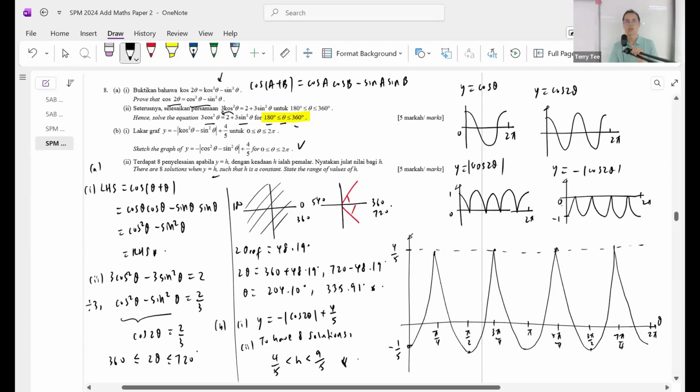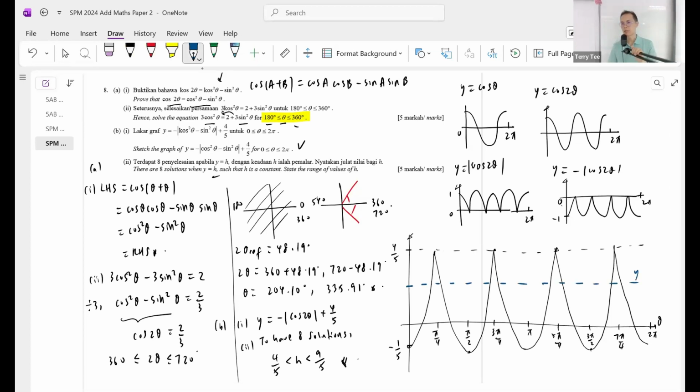So again, we need to find the value of h, given that it has 8 solutions. So your horizontal line, I just draw this line for you to refer. This is your y equals h. As you draw this line, you notice it will intersect 1, 2, 3, 4, 5, 6, 7, 8. It has 8 solutions when I draw between negative 1 over 5 and 4 over 5. So this answer would be different. Your range will be different. Your h value is between negative 1 over 5 and 4 over 5.